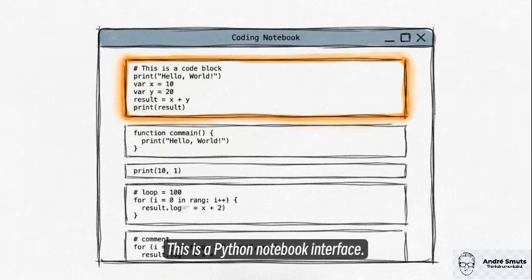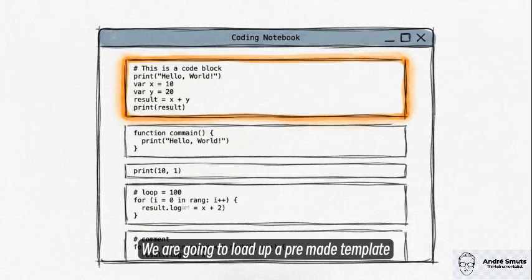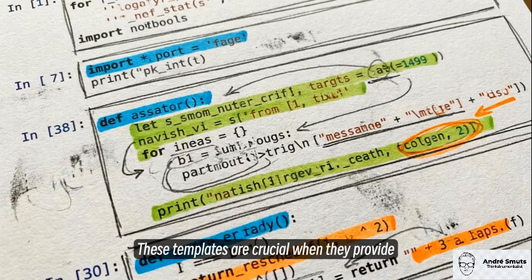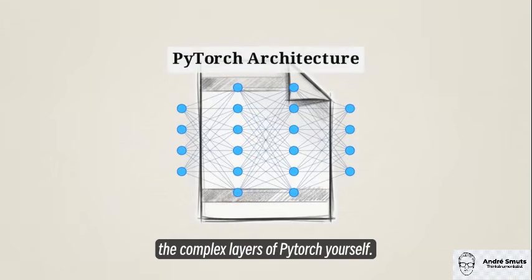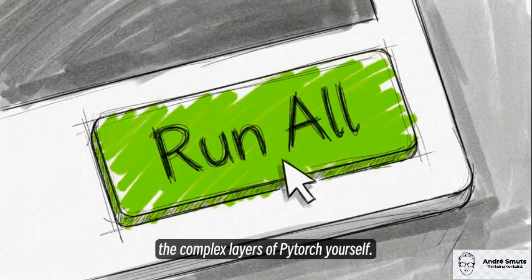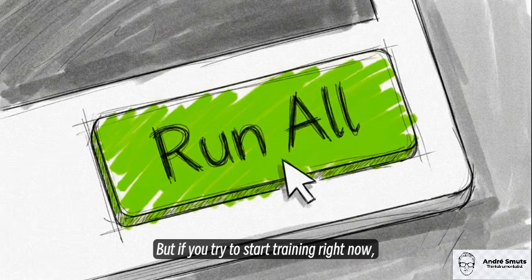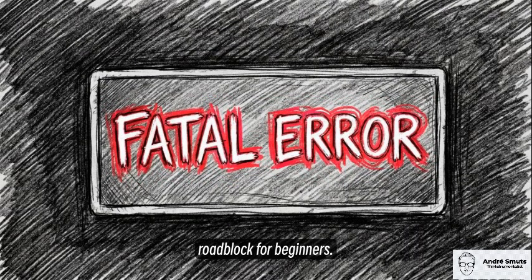With our hardware rented, we need a workspace to actually write our instructions. This is a Python notebook interface. We're going to load up a pre-made template using tools like Unsloth or Hugging Face TRL. These templates are crucial. They provide the necessary code in neat, readable cells so you don't have to program the complex layers of PyTorch yourself. But if you try to start training right now, you will hit the most common roadblock for beginners.